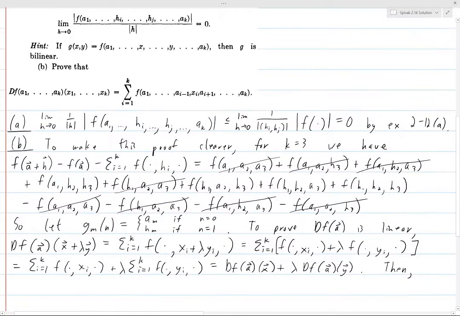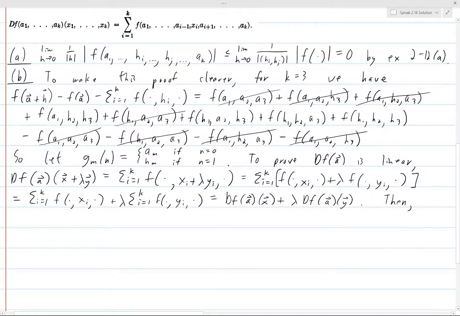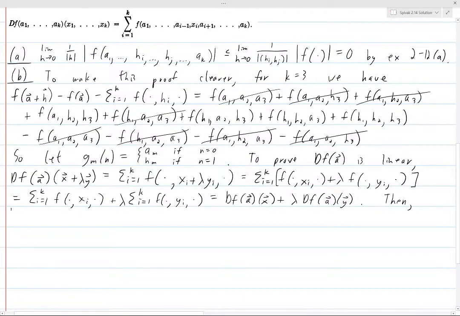So now we get to the hard part, which is actually proving the limit. What we need to prove that dfA is actually the derivative is, let's keep it on screen, the limit as h goes to 0, and this is of course a vector h, of 1 over the norm of h, times f of a plus h minus f of a minus this formula for the derivative that we're trying to prove. So it's the sum from i equals 1 to k of f of dots h_i dots.